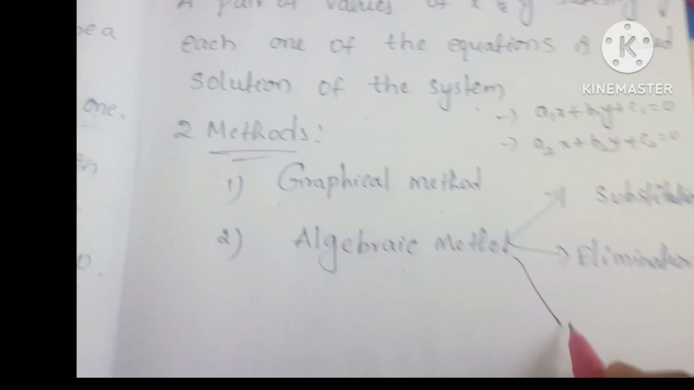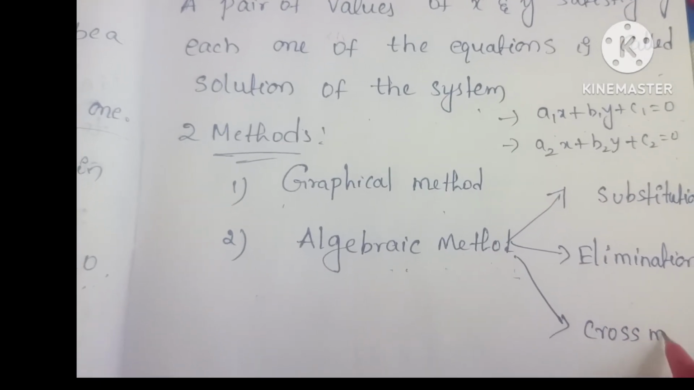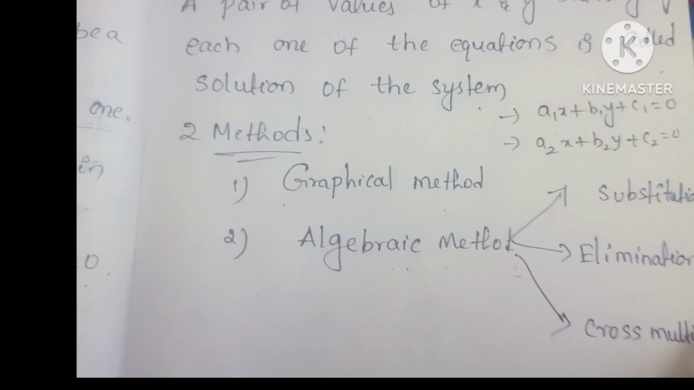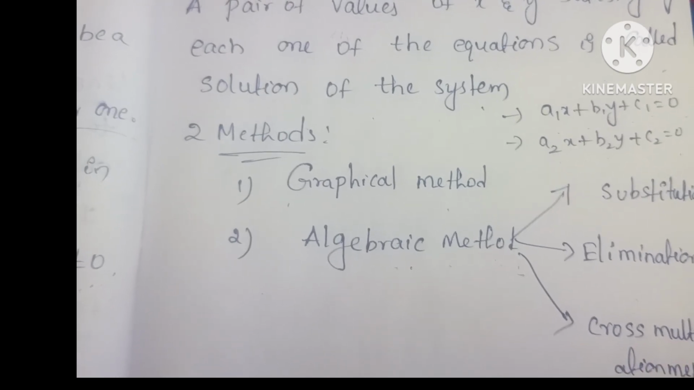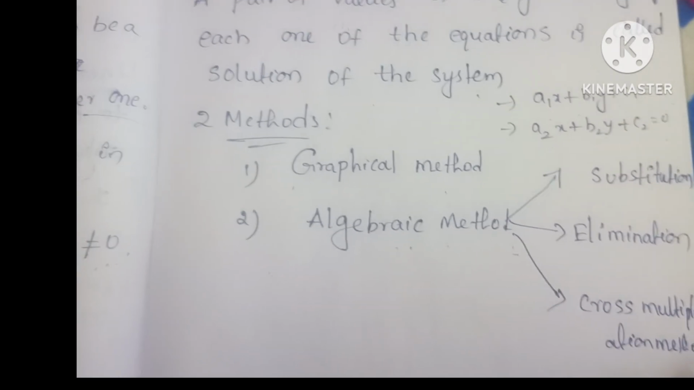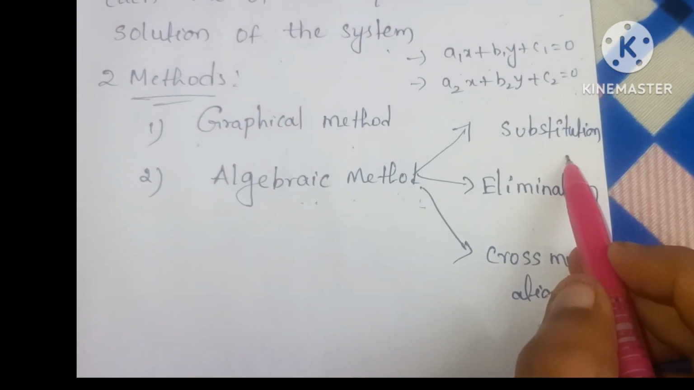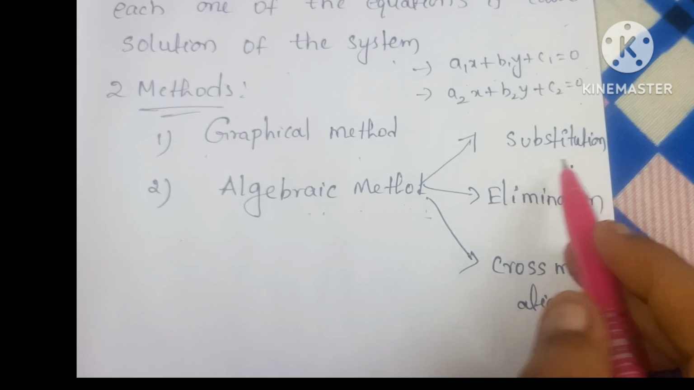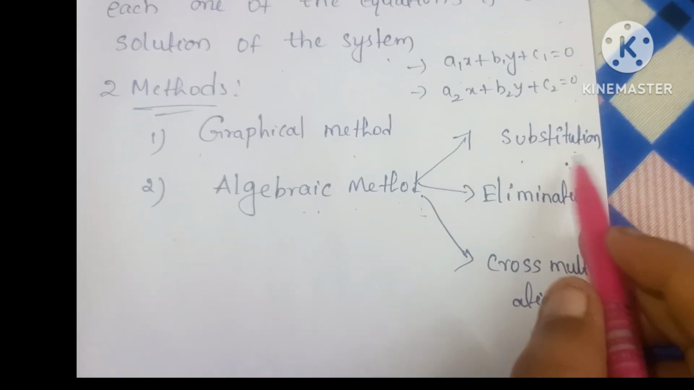Second one is elimination method. Third one is cross multiplication. In this first one, substitution. Substitution method means, for suppose x value you have to substitute, means another value will come. This is the substitution method.